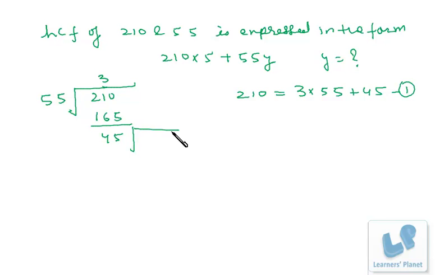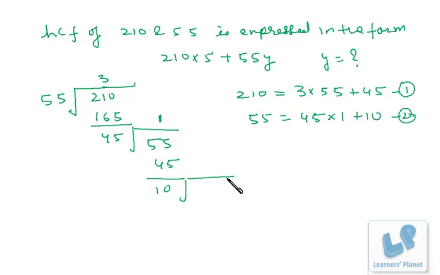Next step, this way, 45 1 45, still the remainder is not 0, that means even 45 is not the HCF. So we write 55 as 45 into 1 plus 10, right? Third step, so 10 4s are 40, we get 5. So still the remainder is not 0. So now we write 45 as 4 into 10 plus 5, right?